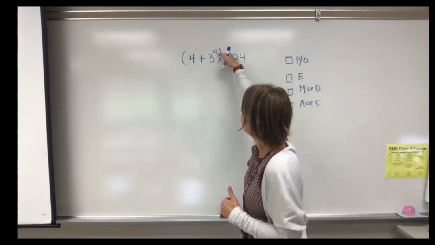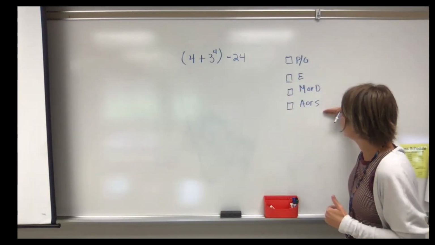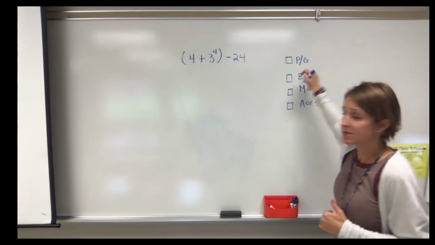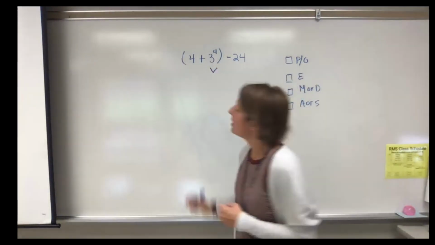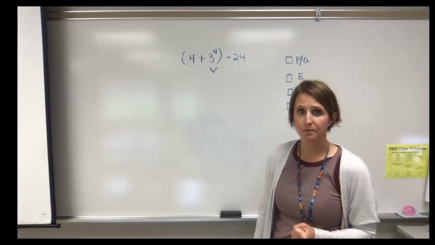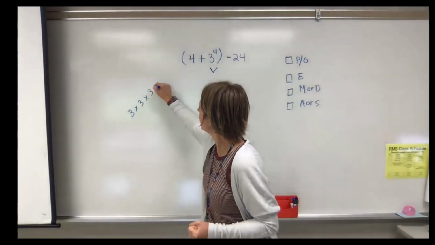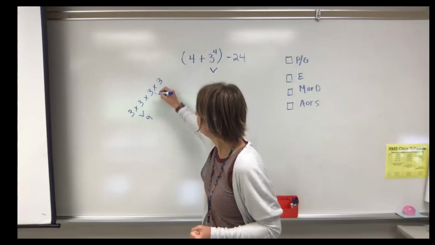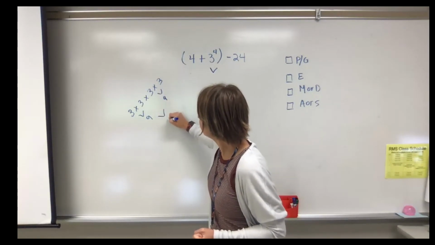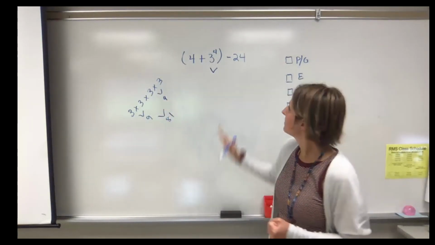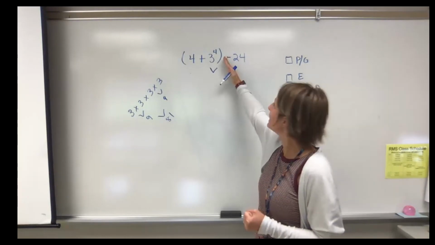So I have addition and exponents. Which one comes first over here? Exponents, right? So I'm going to focus right here. 3 to the 4th power. 3 times 3 times 3 times 3. 3 times 3 is 9. 3 times 3 is 9. 9 times 9 is 81, right? So 3 to the 4th power is 81.